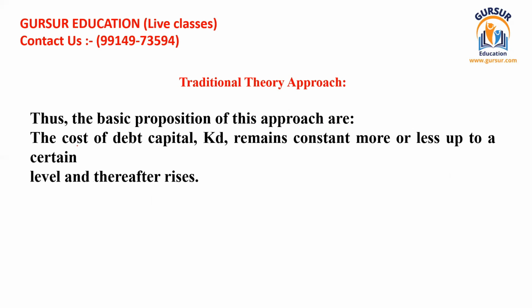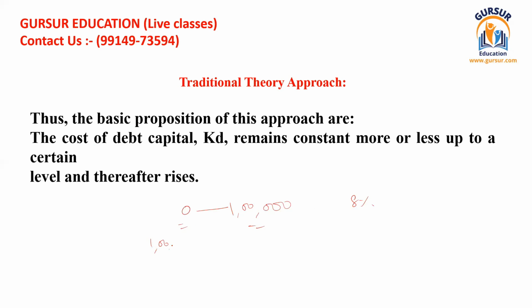So this tells you that the cost of debt capital, this is KD, remains constant. This is very obvious, but that is up to a certain level and thereafter increases. So what does this assumption tell you? Suppose you are going to raise a loan from debentures for any value within 0 to 1 lakh, you can get it at the rate of 8%.